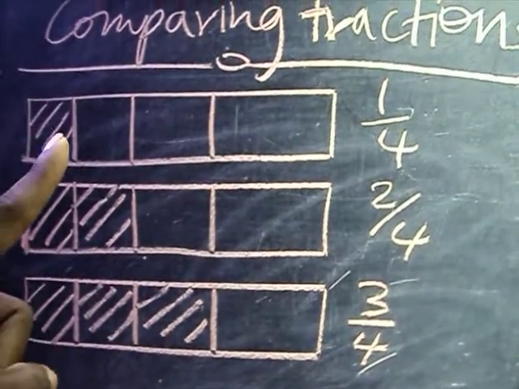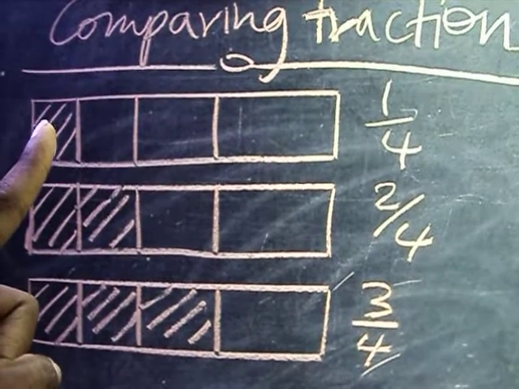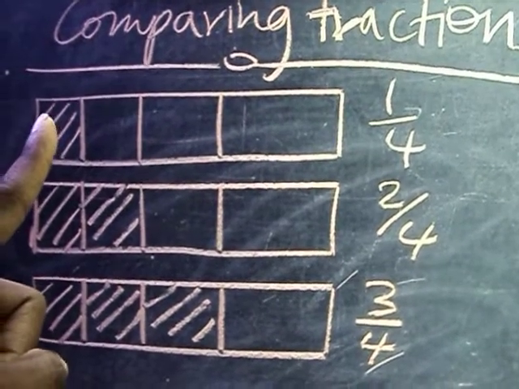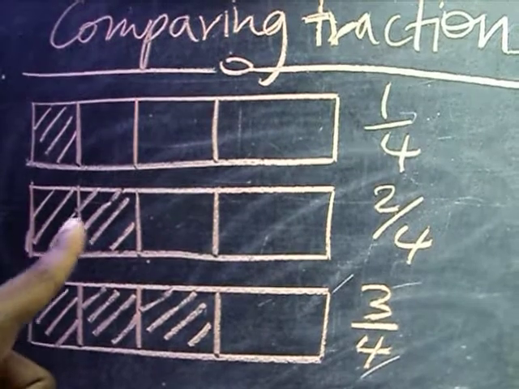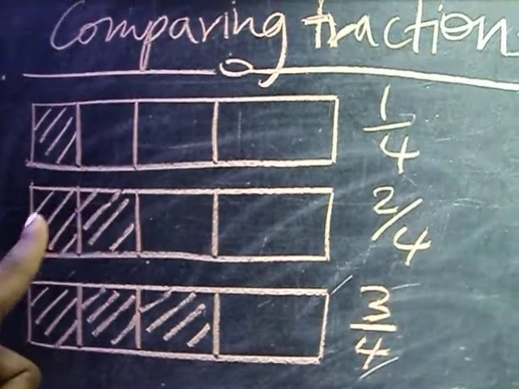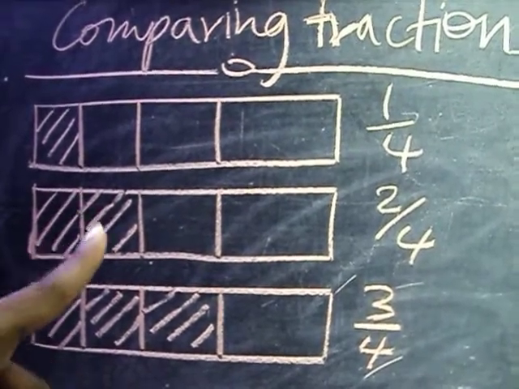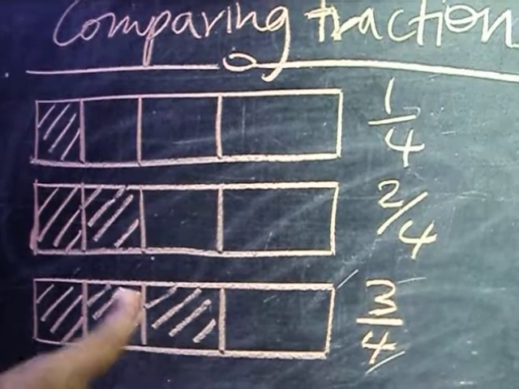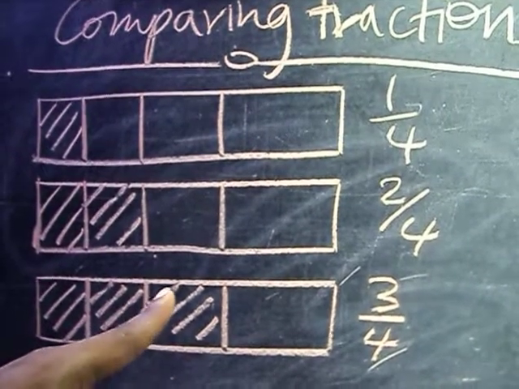Now you can see that the 1/4 is the smallest. It is smaller than 2/4, and 2/4 is smaller than 3/4. So 3/4 is actually the biggest.